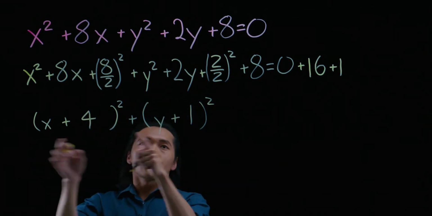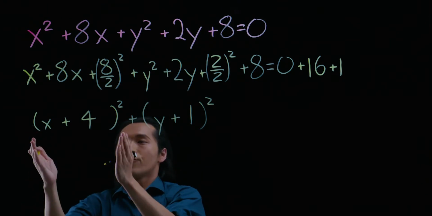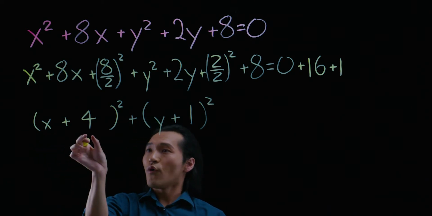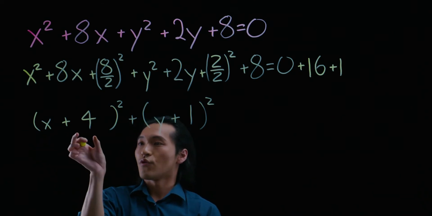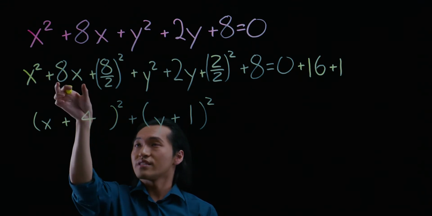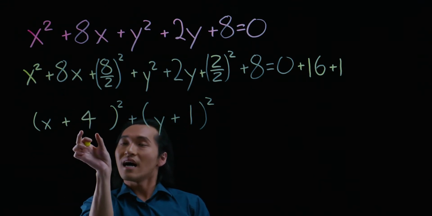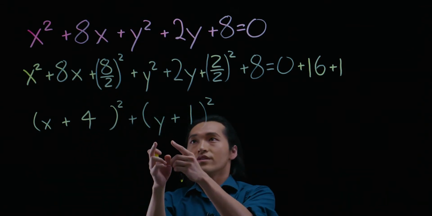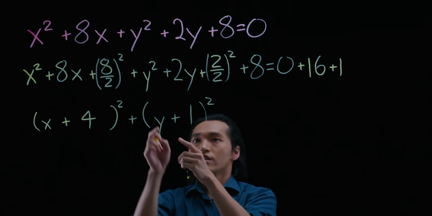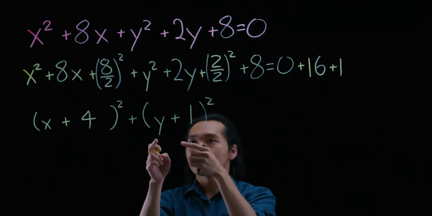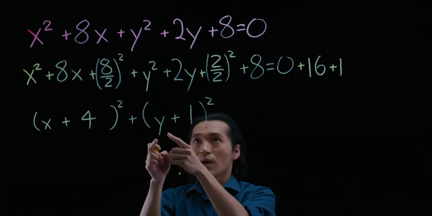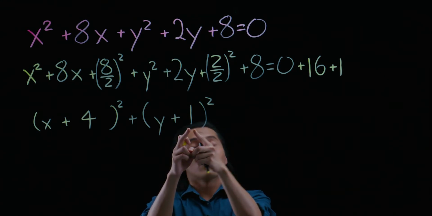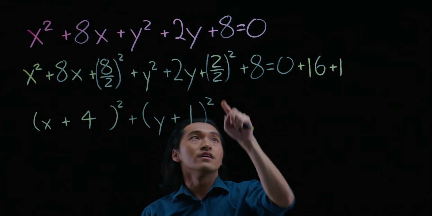And now we can always double check our work by going backwards by foiling. If we foiled this, it would be x times x, that's x squared. x times 4, that's 4x, plus x times 4, so it's 4x plus 4x, that gives us 8x. And then 4 times 4, that's 16, which gets us here. Meanwhile, do the same thing here. y squared is y squared. y times 1, which is y, plus y times 1, that's just another y. So y plus y is 2y. And then here we have 1 times 1, which is 1, which is what we have here.